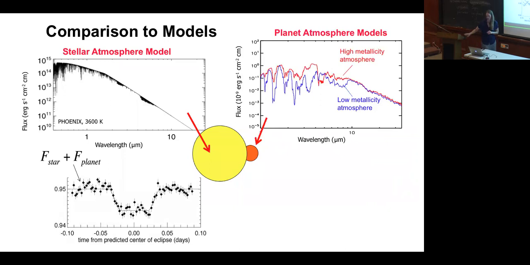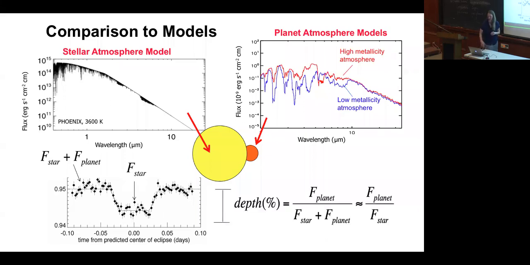So before the eclipse, you see the light from the star and the planet together. Then when the planet disappears behind the star, you just have the light from the star. So that change in brightness is equal to the in versus out of eclipse flux. That's just the flux from the planet, divided by the out of eclipse flux, which is the sum of the flux from the planet and the star.